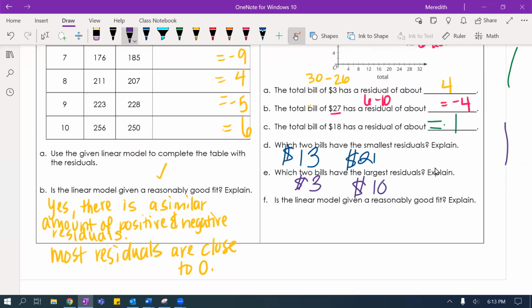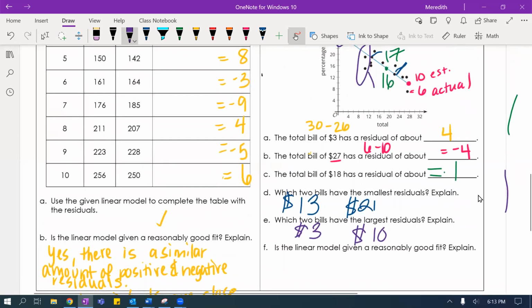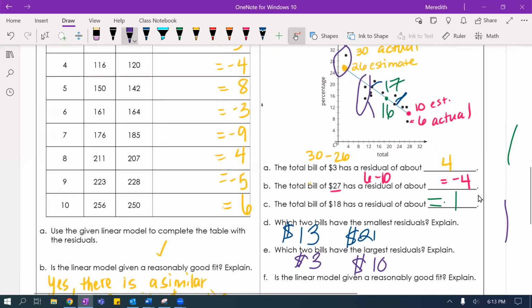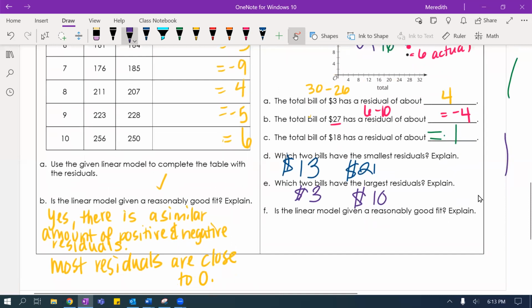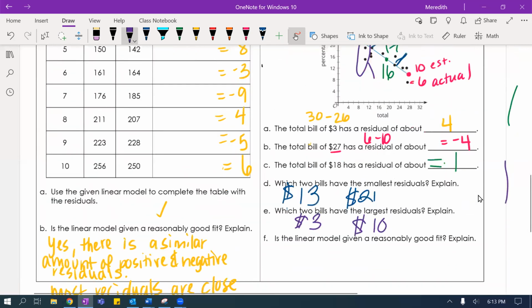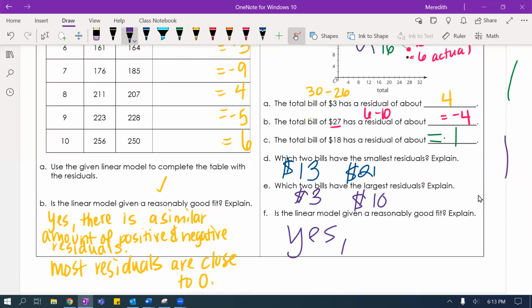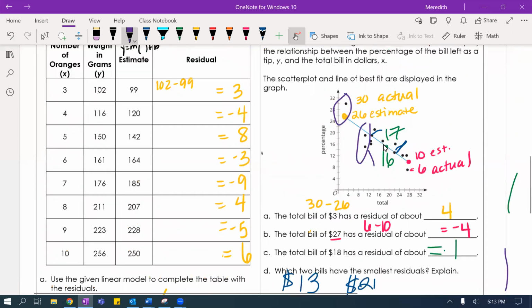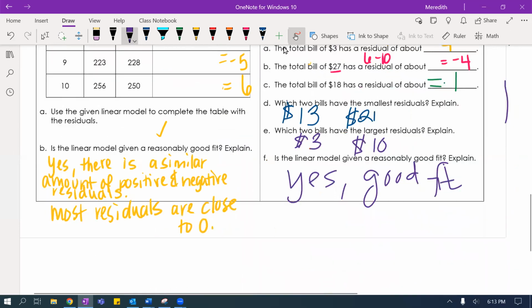And then the last question here is, is the linear model a reasonably good fit? So most of the points are pretty close to our line of best fit. It looks like the residuals are fairly small. So yes, this is still going to be a good linear model. Same for what we said below. So all of our data points are pretty close to our line of best fit. So that would be part of your explanation. And that there seems to be a similar amount above and below the line of best fit. So same explanation kind of as the first question. All right, we're going to go on to our causation notes next.